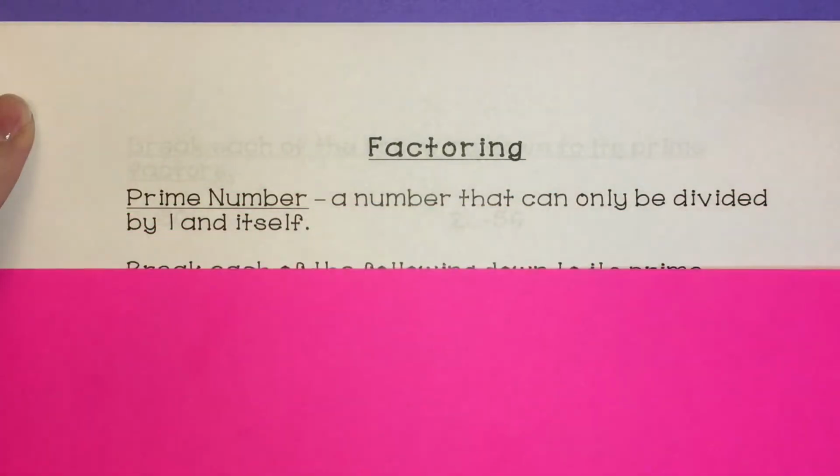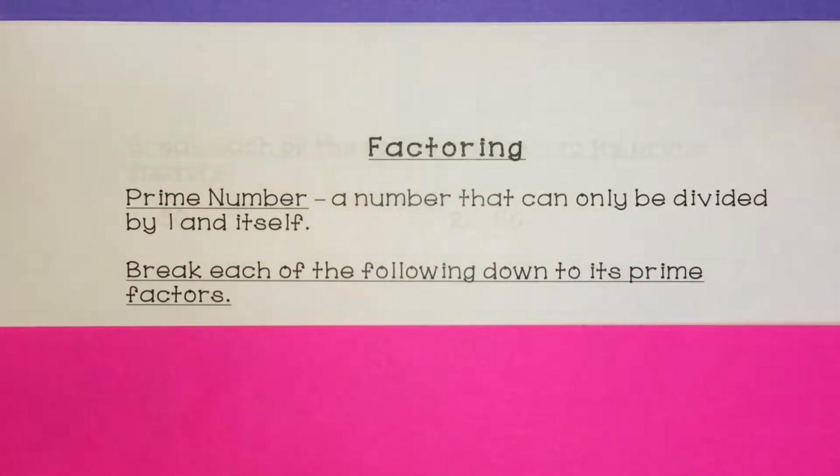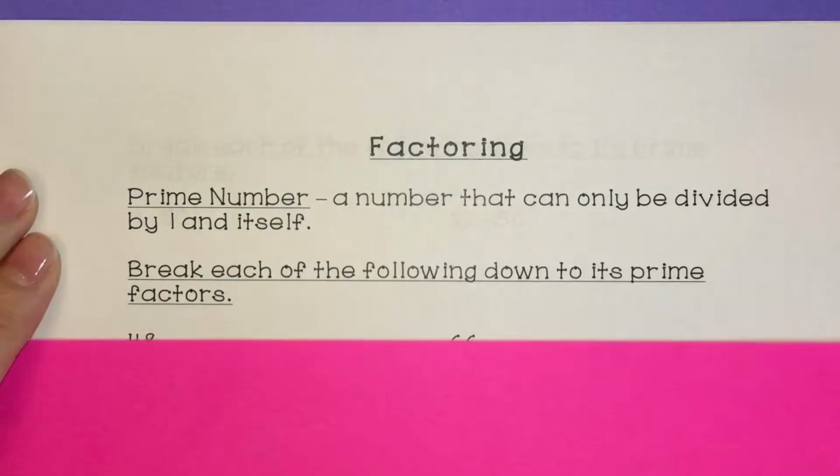So it would be breaking its term down into all of the prime numbers that multiply together to equal that original number. So remember, a prime number is a number that can only be divided by 1 and itself, such as 2, 3, 5, 7. So 9 can be divided by 3, so that's not prime. So you always have to break it down completely to its prime factors.